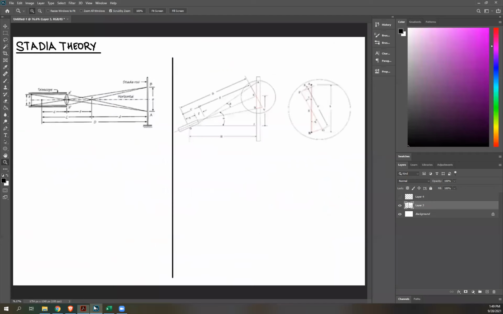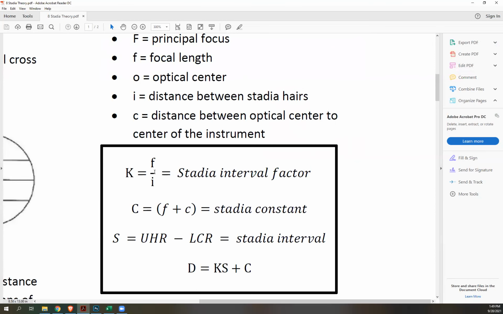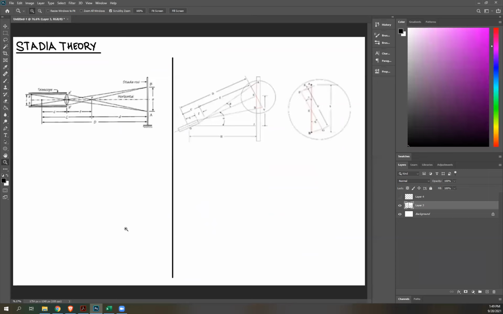So let's derive how we got that, because the other equations we can derive just by looking at our drawing. And this is just given, K equals F over I. So let's derive this. We can solve that by using ratio and proportion.